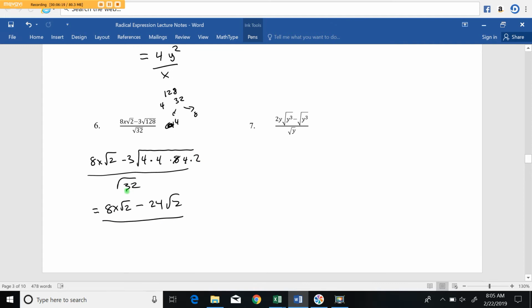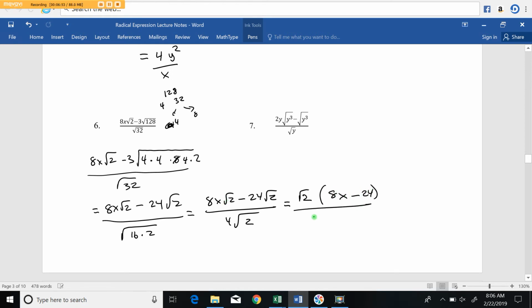All right, bottom, let's take a look at this now. That 32, we can write that as 16 times 2. All right, 8x root 2 minus 24 root 2 over square root of 4, 16 is 4, and then root 2. And the square root of 2 is common to both terms. I'll go ahead and write this all out. The square root of 2 can be factored out of the top, and then we're left with 8x minus 24. And then at the bottom, we've got 4 root 2.